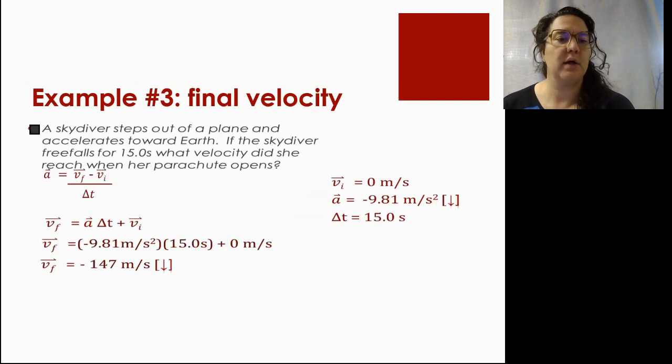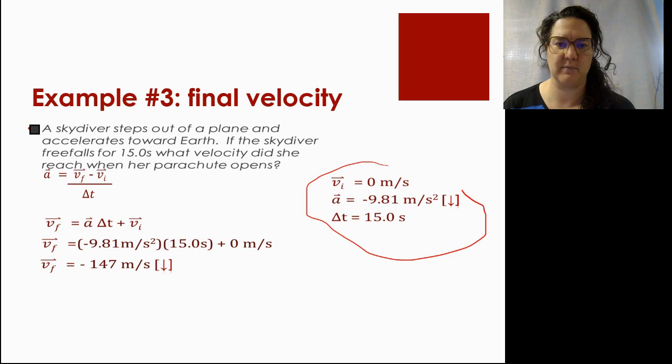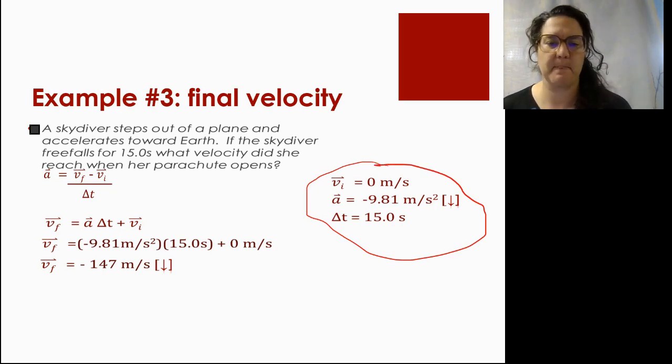We can also use this formula to find our final velocity. So when we were given information, our initial velocity is 0 meters per second. Our acceleration is negative 9.81 meters per second squared down. And this is going to be an acceleration downwards towards the Earth, and the time is 15 seconds. So 9.81 meters per second squared is the acceleration of gravity, and you'll find that in your data booklet as well.